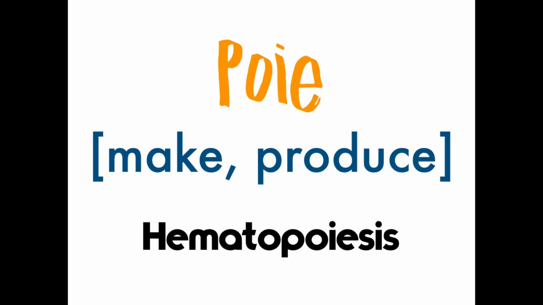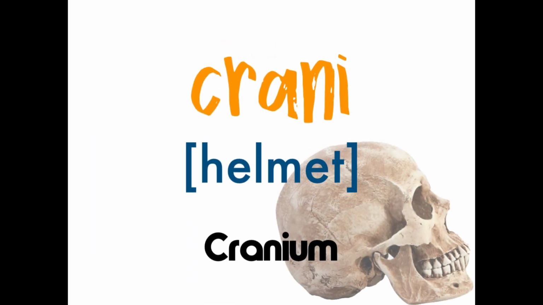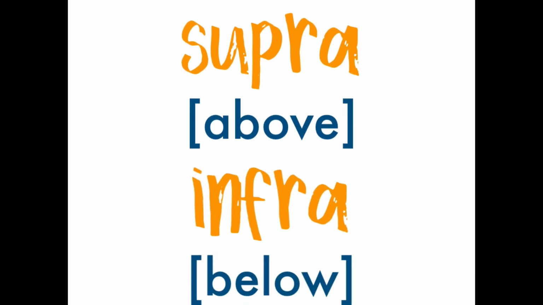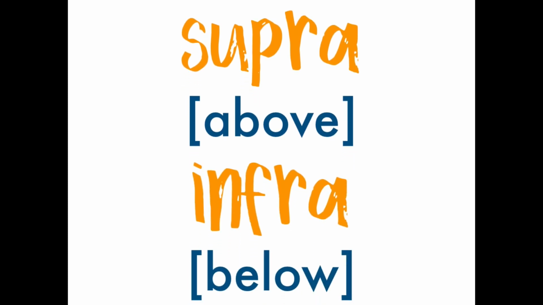Poie, hematopoiesis. This refers to the genesis of something, the making or the producing of something. Hematopoiesis is referring to the generation of blood cells. And then we're approaching the end here. We have crani, which means helmet. So like cranium. So this is a helmet that protects your brain, the cranium. And then you have supra, which means above. And anytime you have something below something else, that's infra. So when you see the word supra, suprascapular, infrascapular, that means above or below something else.